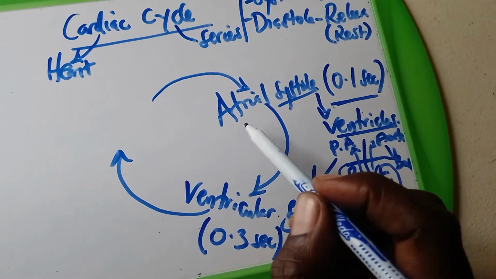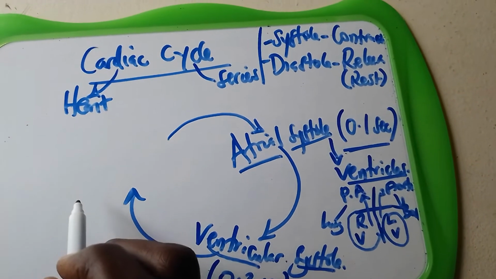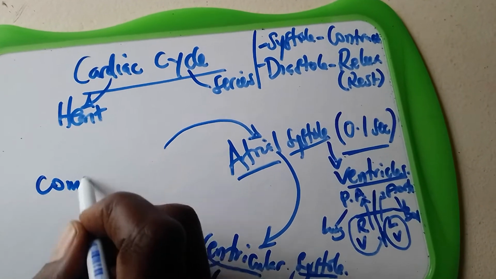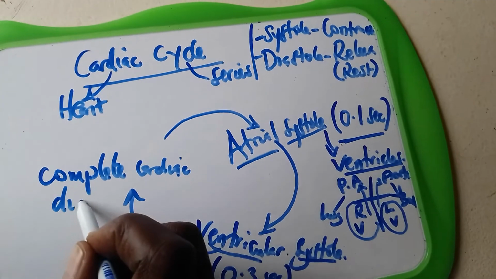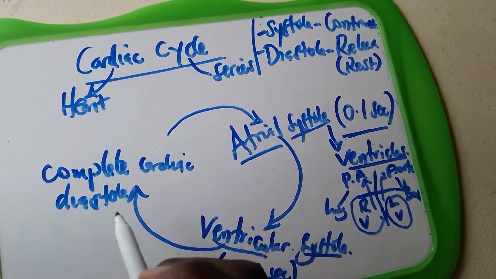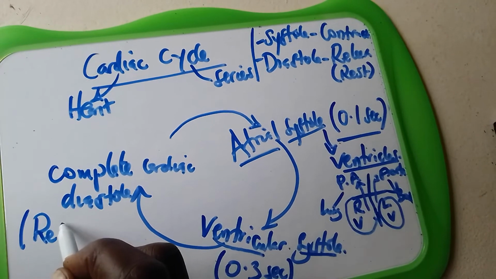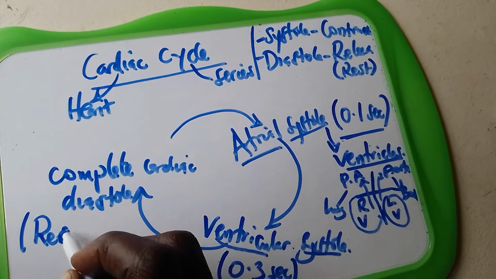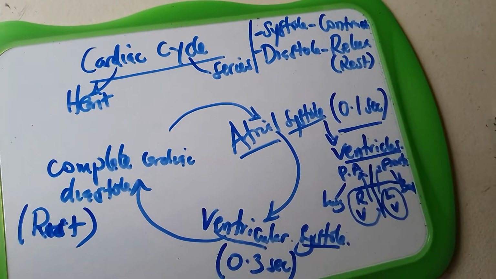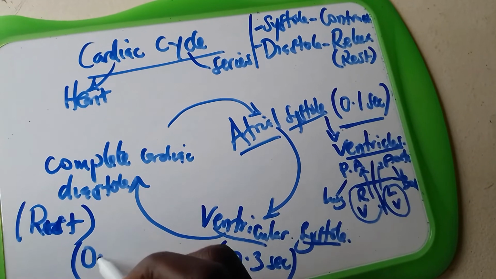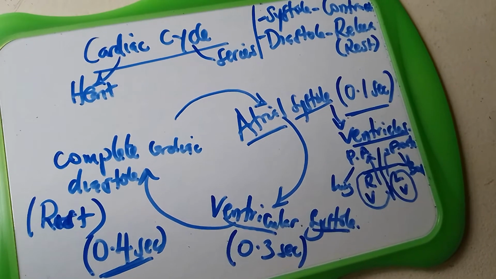Then after these two cycles, atrial systole and ventricular systole, the heart has to rest. So that's what we're calling complete cardiac diastole. Under complete cardiac diastole, the heart has to go into a pause, meaning it has to rest. So when the heart rests, what happens now? How many seconds? It will take only 0.4 seconds for the heart to rest.